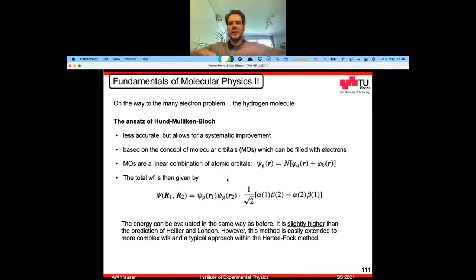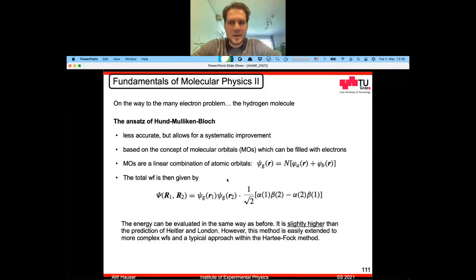So in this Heitler-London approach, we said, okay, we look at the systems at separate distance. We have a hydrogen atom here, we have a hydrogen atom here. What are the solutions for this system? And if I know them, how can I use this information to make a good approximation for the actual total system? That was Heitler-London. And in Hund, Mulliken and Bloch, we say, okay, here we have atom A, and here we have atom B.